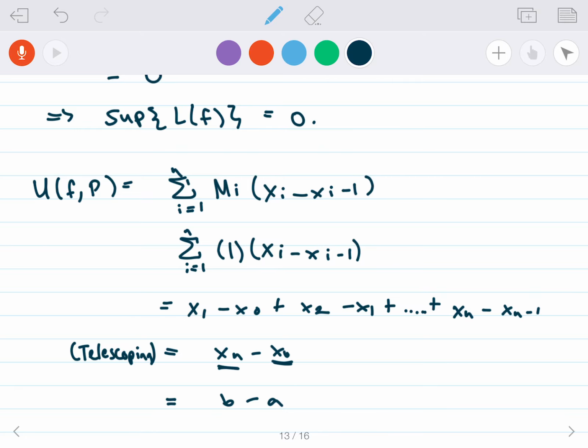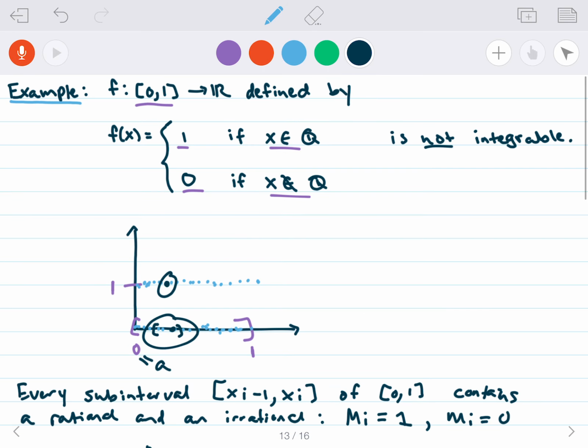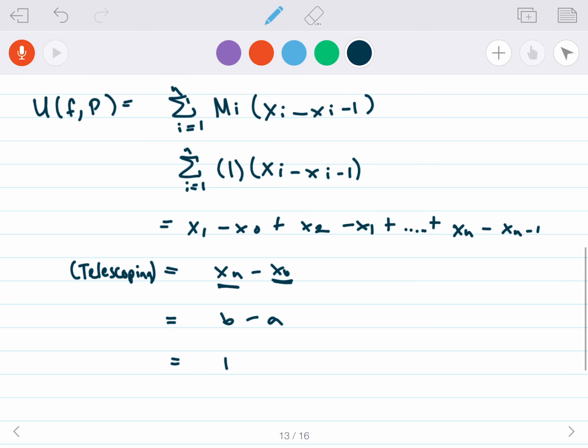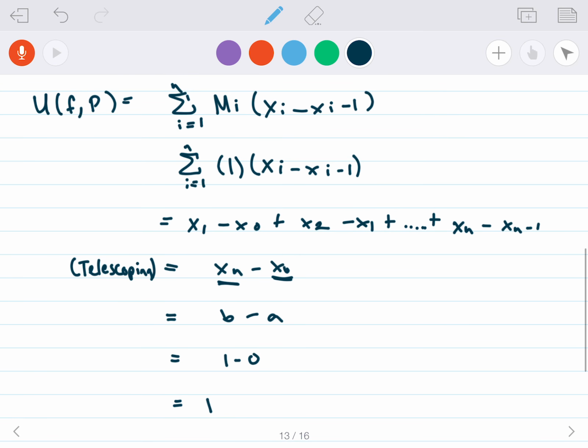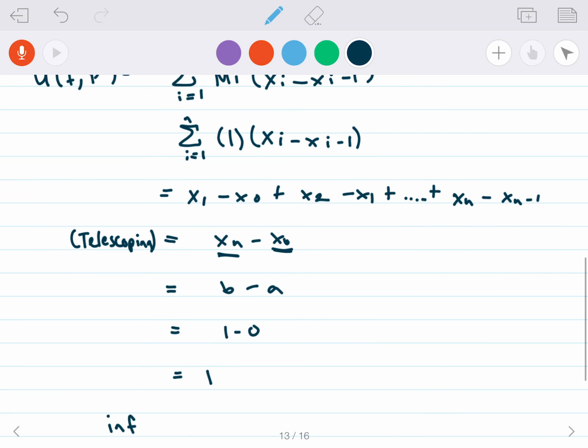This is the end point. This is my beginning point. Now, what's b and a? Well, a is 0. That's the interval that I'm looking at integrating over. So a is 0 and b is 1. And so this is just going to be 1 minus 0, which is 1. So again, I have a single number, and if I take, this time I'm taking the infimum over all such partitions, so the infimum of the upper sums, this is just going to be the infimum of 1, which is just 1.